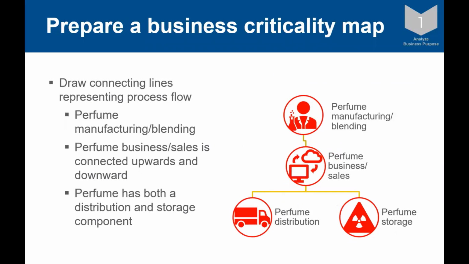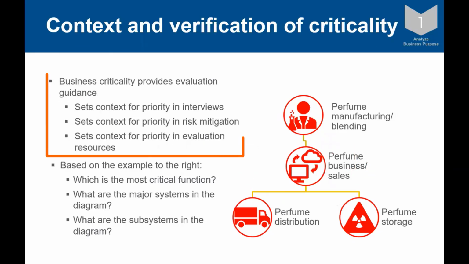So we draw connecting lines representing the process flow for each of our program areas. And we can see that basically the perfume business sales is connected upward and downward, as is the perfume manufacturing blending connected to the perfume business sales. But the perfume has both the distribution and storage component. So we've got now business criticality providing evaluation guidance for where I need to put my focus.